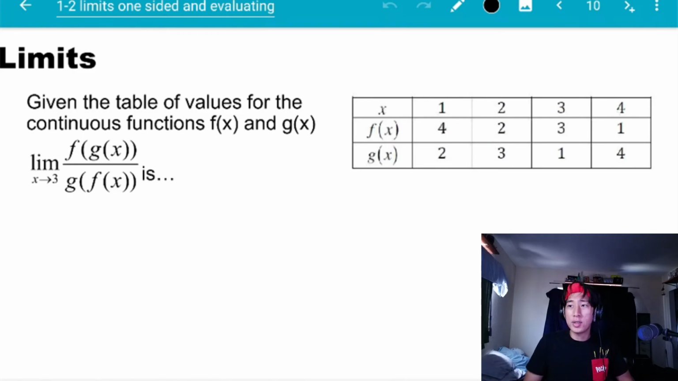So what I want you to do is go in your groups really quickly and figure out what is the limit as x approaches 3 of f of g of x over g of f of x. Okay, I'm going to screenshot this and throw it in the chat, and then you guys can get working on that.